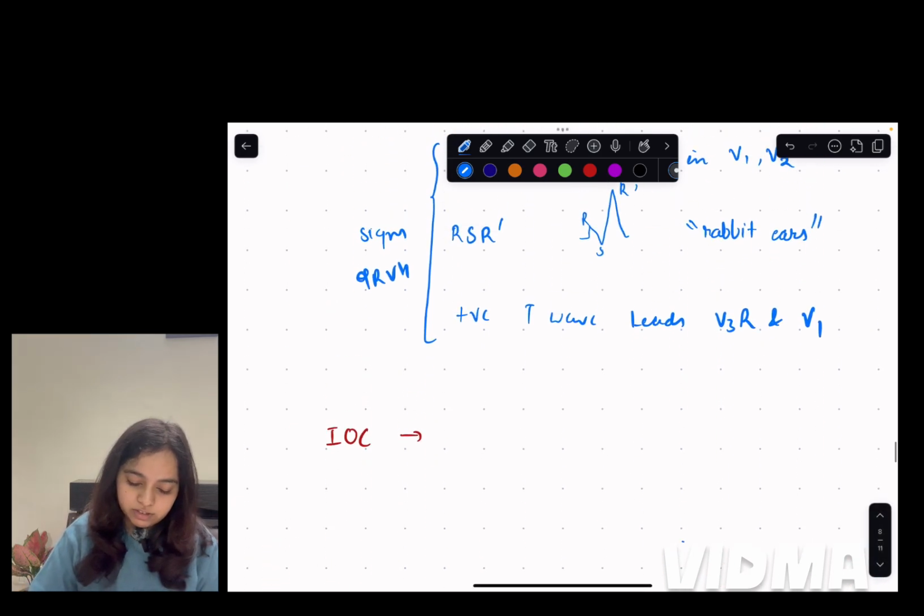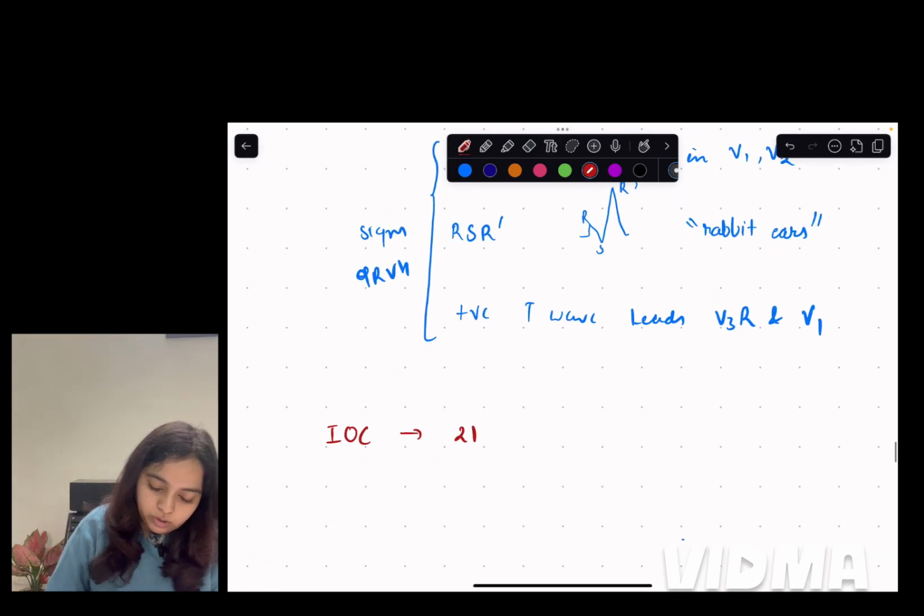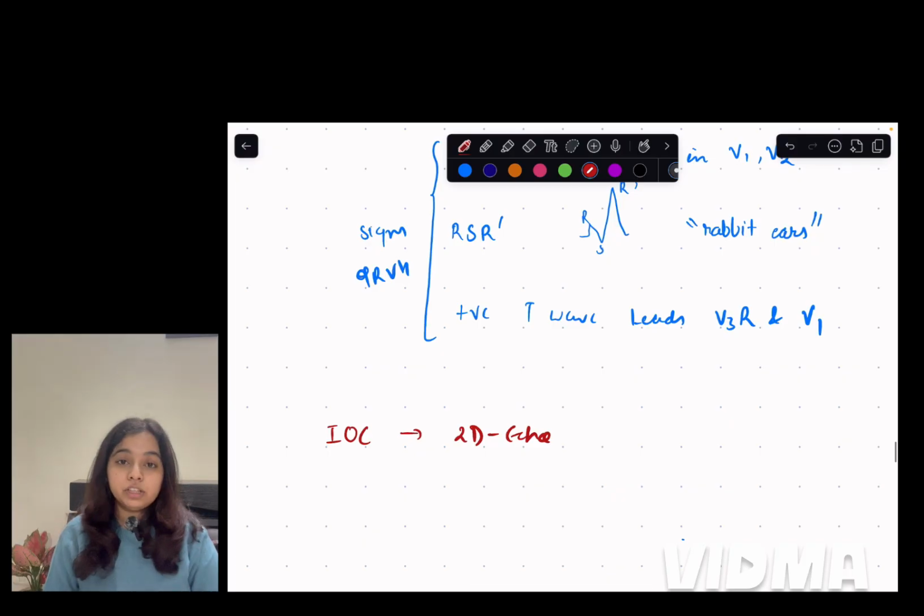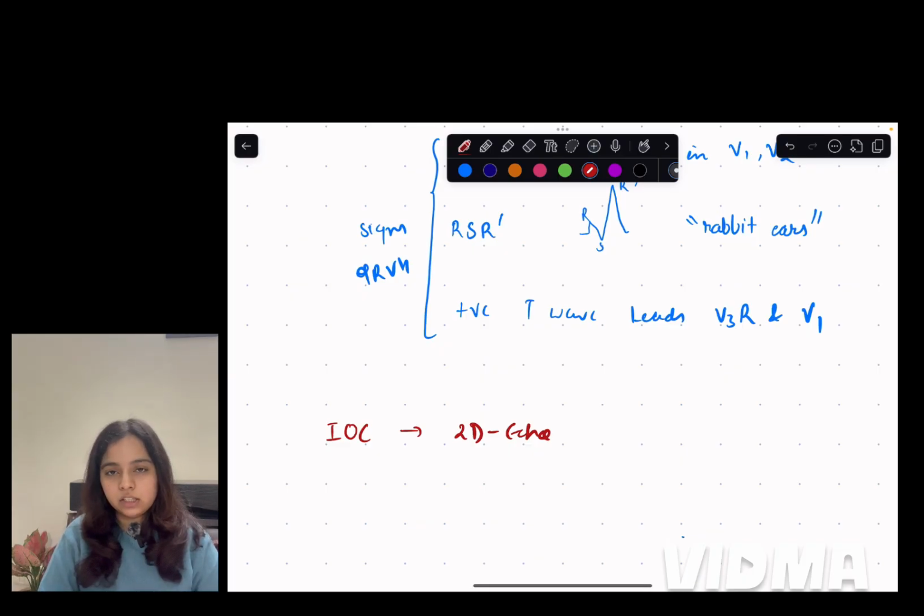Right? What is the investigation of choice? 2D echo, two-dimensional echo. With echo you can identify the degree of RVOT obstruction, and you can also identify the degree of aorta overriding the VSD. So in most cases you don't need to do anything else. Echo will make the diagnosis.